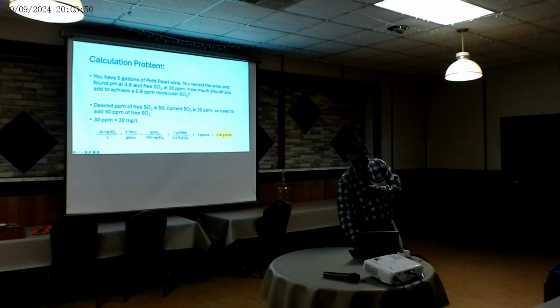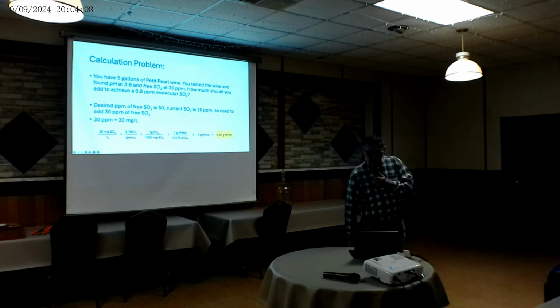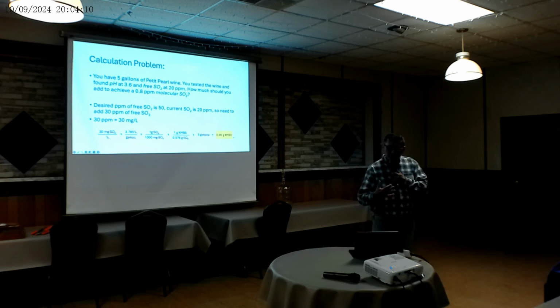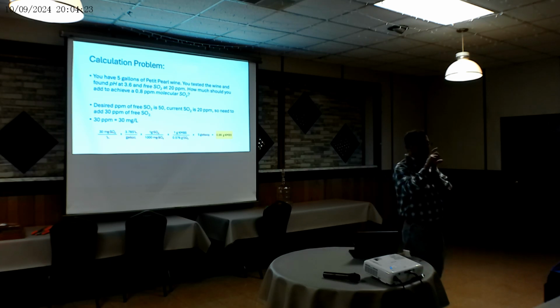1 gram of potassium metabisulfite is 0.576 grams of SO2. So that cancels out. That leaves you with grams of KMBS per gallon. And then you have 5 gallons. The gallons cancel out. So you end up with 0.99 grams of KMBS. So it's a little cumbersome. You can think through some of these problems, but if you actually line up these factors to make sure that they cancel out, and as long as you are multiplying by equivalent ratios of 1, okay?